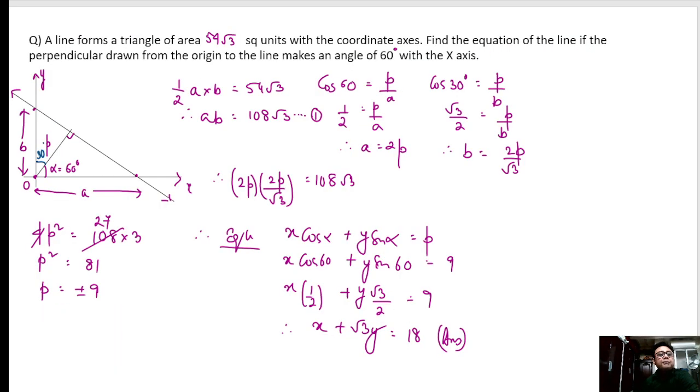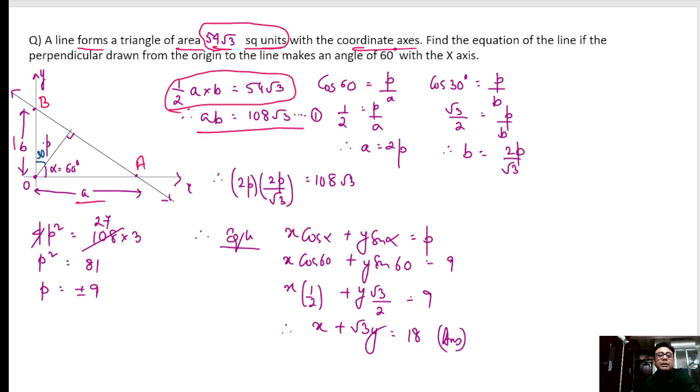Next, a line forms a triangle of area 5 root 3 square units with the coordinate axes. So the area of the triangle is given as 5 root 3 square units. OAB is our triangle made with the coordinate axes. Its area is given. Let the x-intercept be A and the y-intercept be B. So I can write half into base into height is 5 root 3, so AB is given to us.